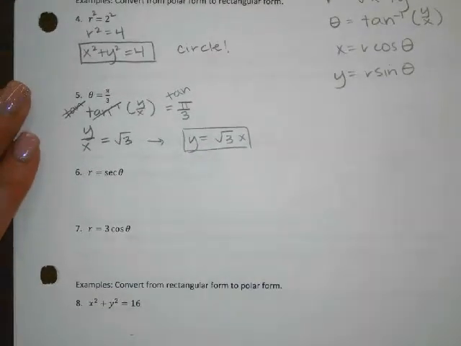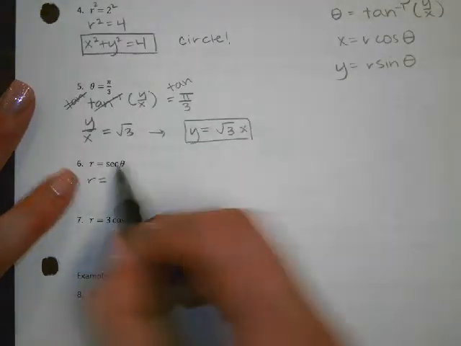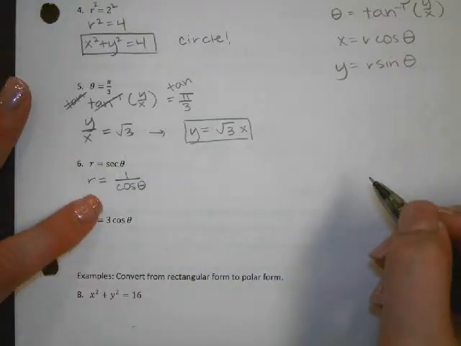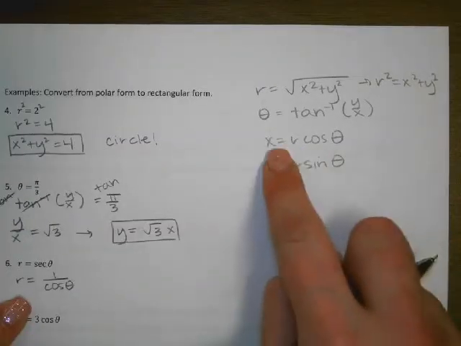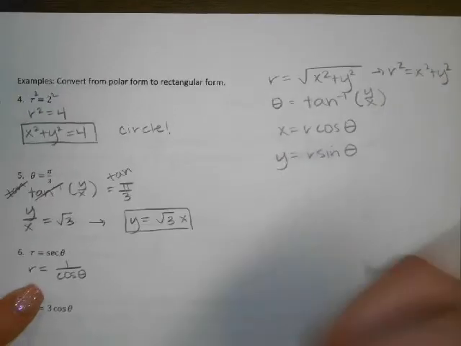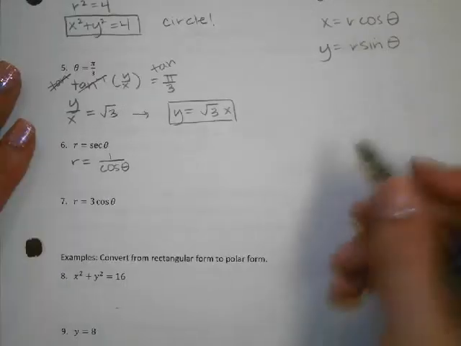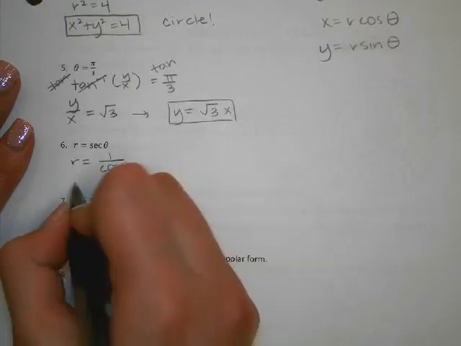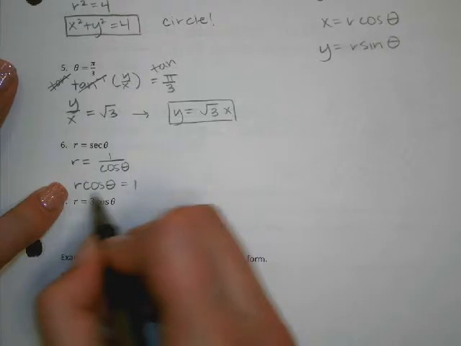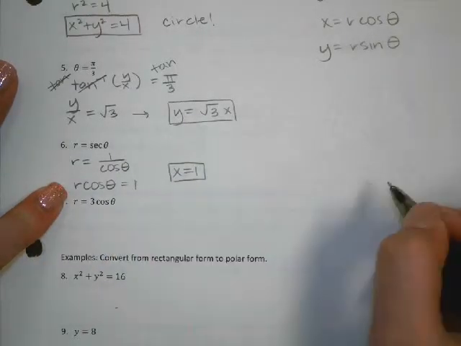All right, for this one, I'm going to go ahead and convert secant as 1 over cos. The reason I'm going to do that is because I want to see if this sort of thing is going to happen, or if I need to square things to make it an r squared, so that I can use this replacement or substitution. So I'm going to go ahead and multiply the cos to the other side. r cos theta equals 1. And so r cos theta is x. This is x equals 1. And so that's the equation of a vertical line.